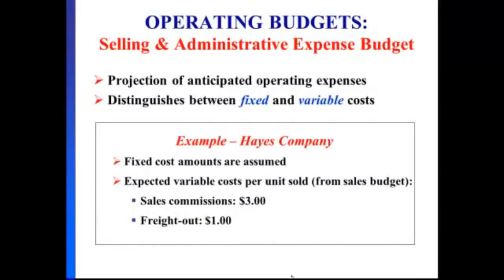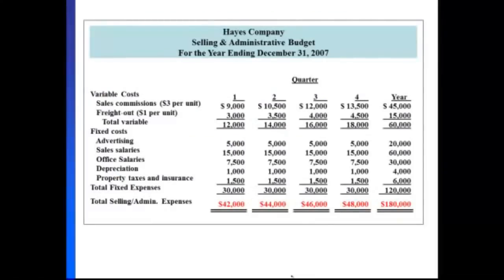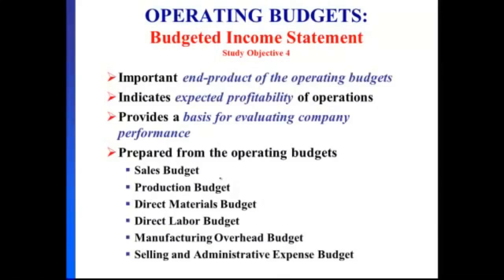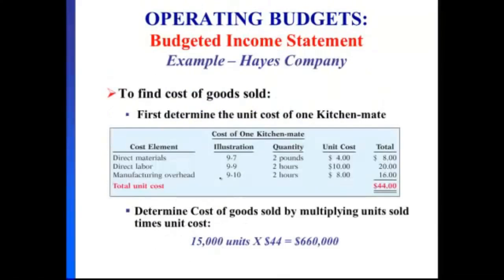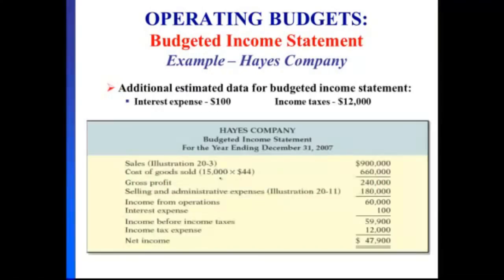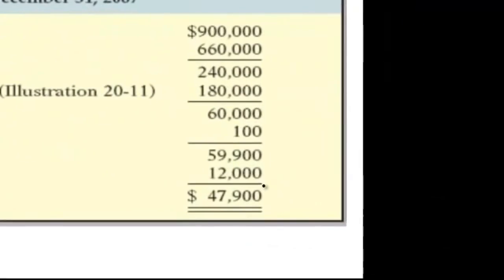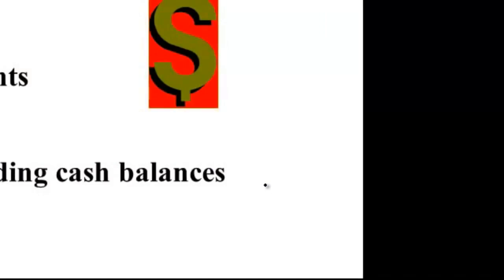The selling and administrative budgets are basically done: sales commission, freight out. They estimate the amount of sales and the amount of advertising, sales salaries, and so on. We come up with a budgeted income statement. And you get into further details on that, but we just take the sales budget, which we developed, the cost of goods sold budget, gross profit, and so on. So if we meet all our budgets, we will expect to make a net profit of $47,900. So that's how we build the operating budgets.